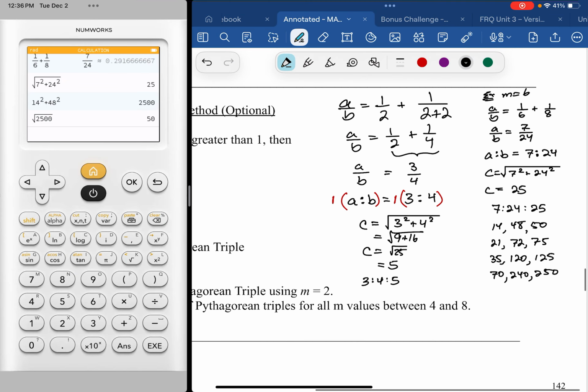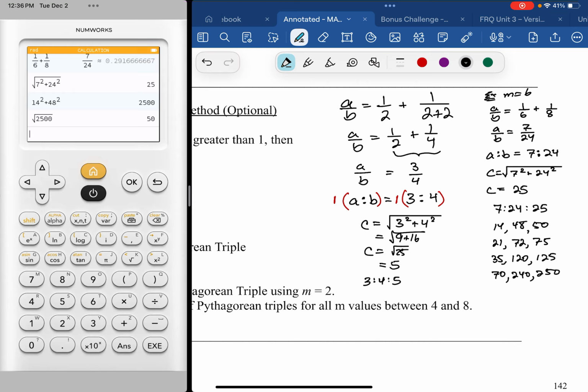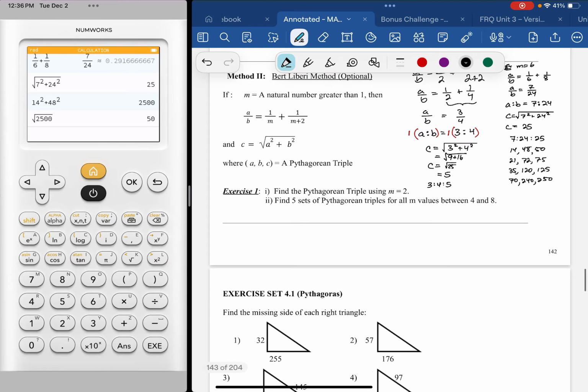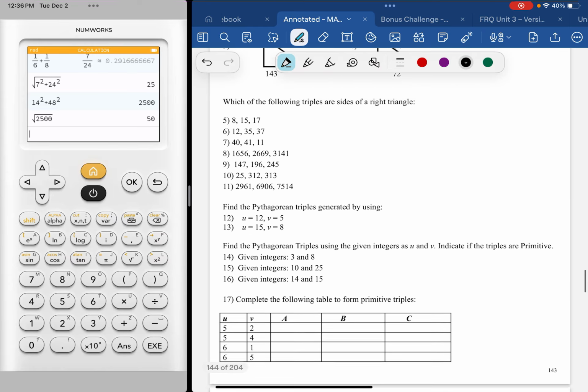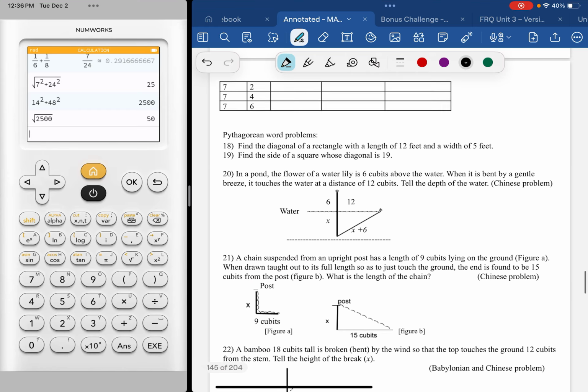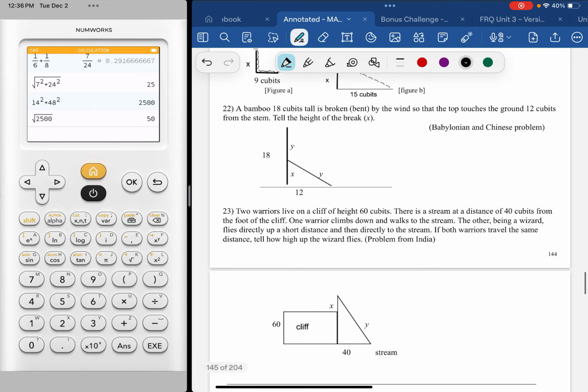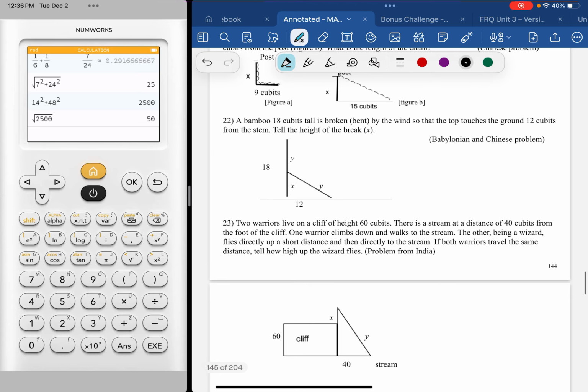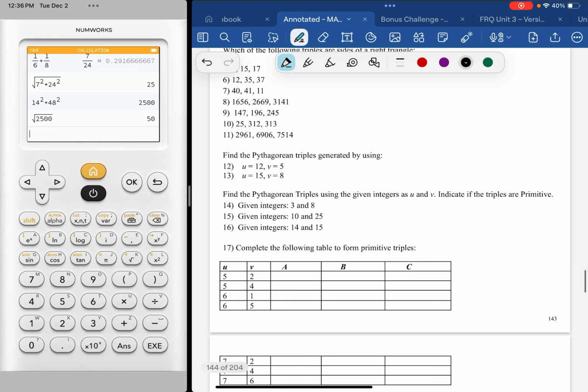And then I would do it again. I already did it for 2, but then I would do it for 4, 5, 7, and 8. So it would take a little while. But that should set you up for 4.1, the section on the Pythagorean theorem. It seems lengthier than it is, but only because of the diagrams and the setups for some of the problems.